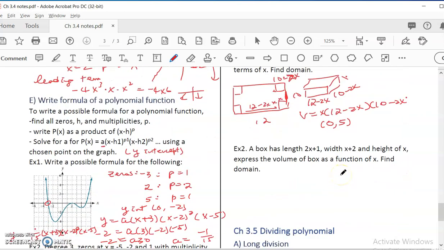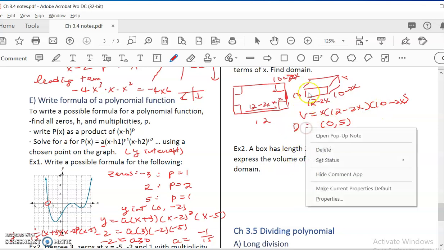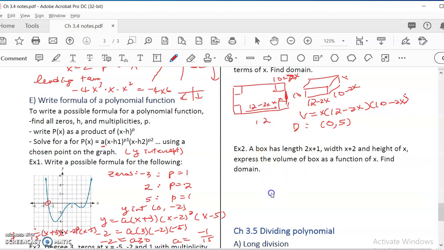It is a polynomial if you multiply it out. You can spend some time to multiply it out, but I don't want to go into this. But this is good enough. It's a factored form of a polynomial. When you do calculus, sometimes you need to multiply it out to be easier. Sometimes factored form is fine. When you solve an equation, factored form is fine. This is the domain. So for the second one, a box has a length of 2x plus 1.